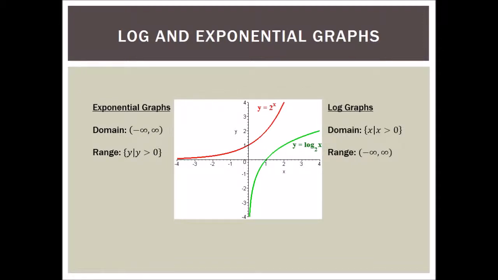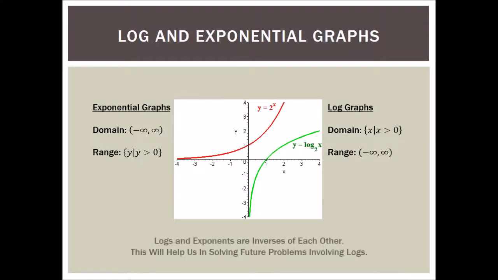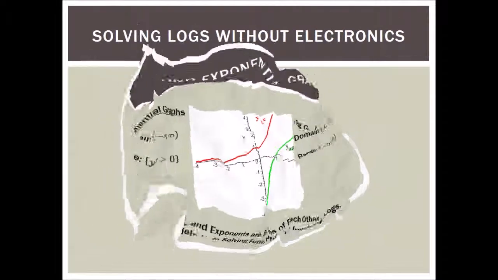Now, the log graph is the same thing, just the other way around. The domain this time is everything greater than 0, because you can't ever have 0. And the range is all real numbers, because it goes all the way from the bottom to the top of your graph. So you see, the exponential graph and the log graph are inverses of each other, and this is going to be very helpful to us as we start to dissect the problems.